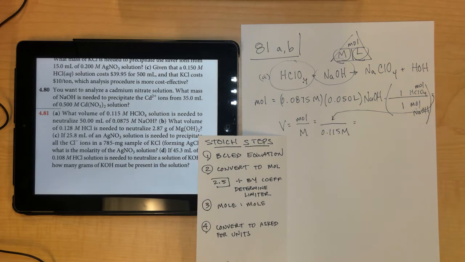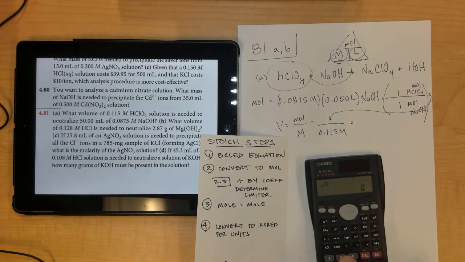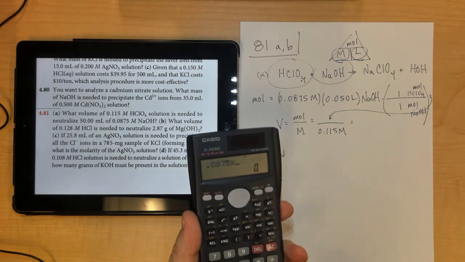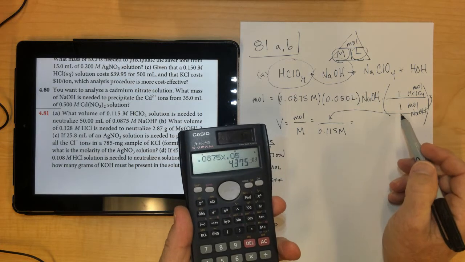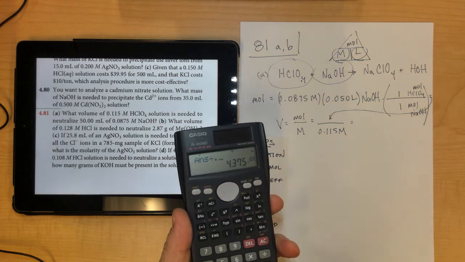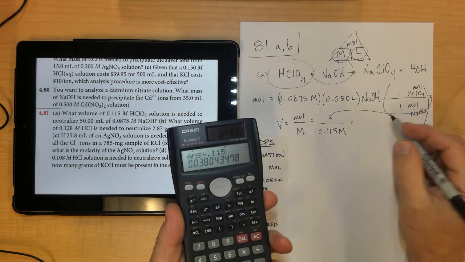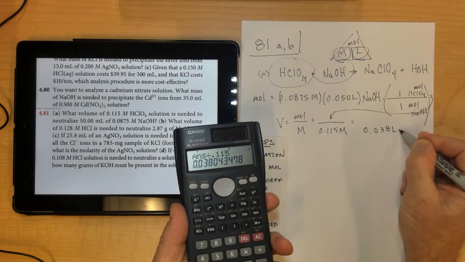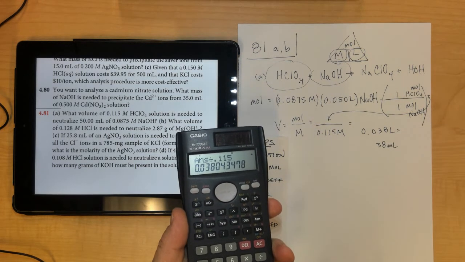So let's try it on a calculator, and let's see what we end up with. So 0.0875 times 0.05, enter, times 1 divided by 1, and then we're going to take that number and divide that by 0.115, and enter, and I end up with a volume of 0.038 liters, which is 38 milliliters to 2 significant digits.